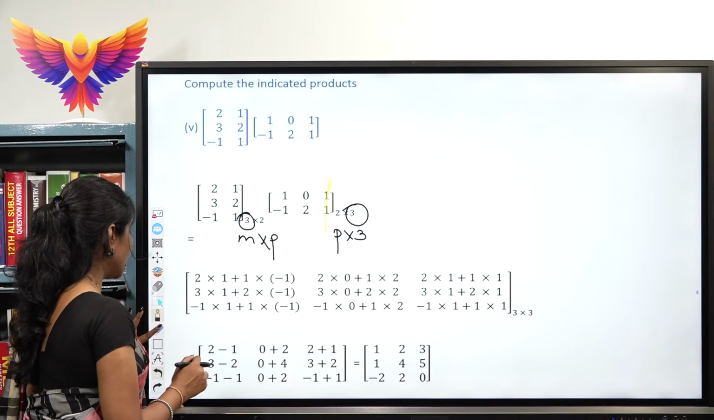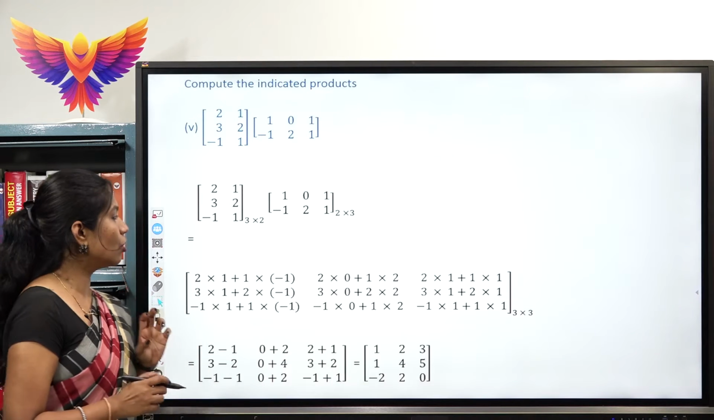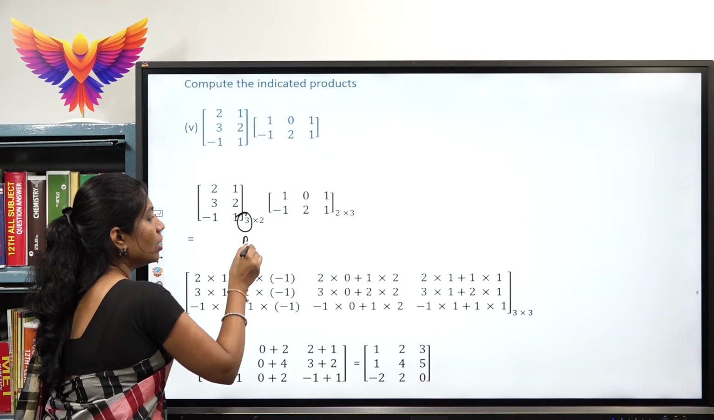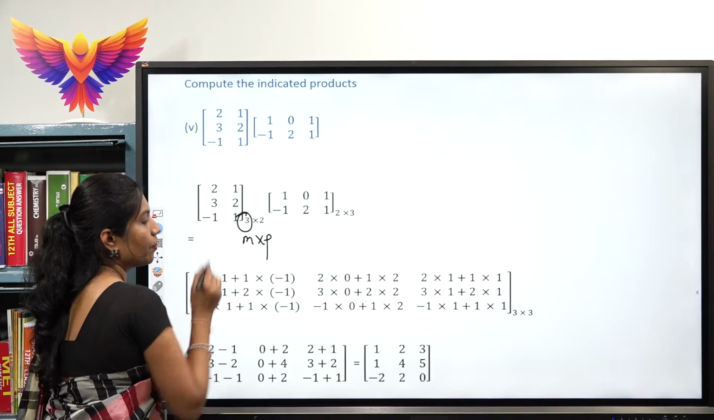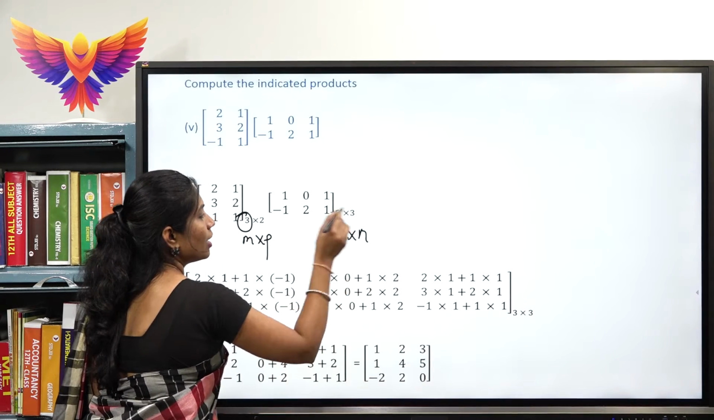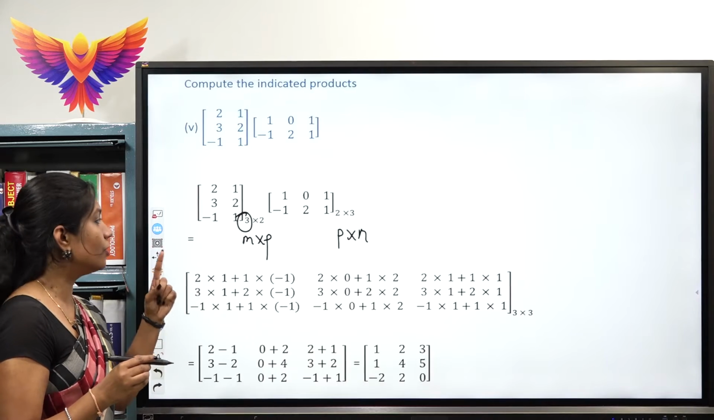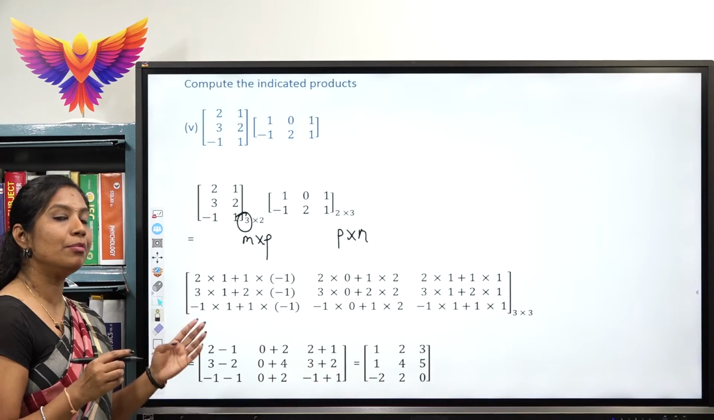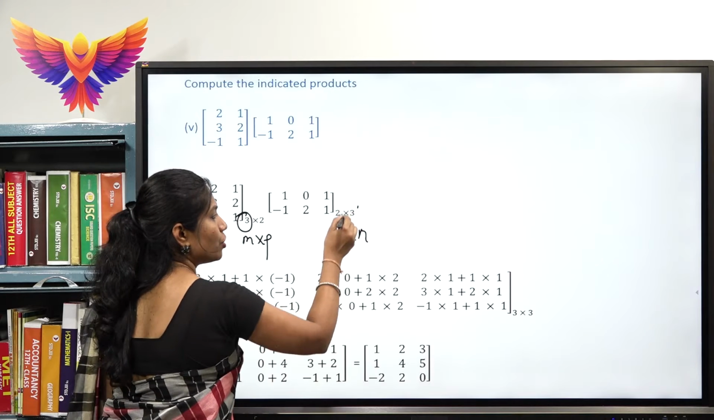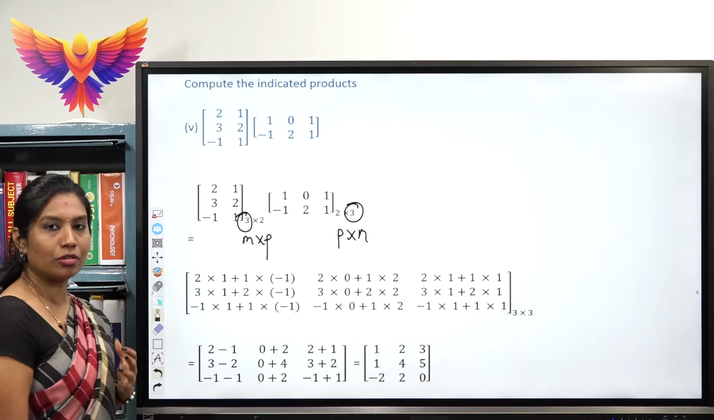So, how do we do that? I should get a 3 cross 3 as the final solution, because we have a matrix of order 3 cross 2, which is M cross P, and this is P cross N. The number of columns in the first matrix is the same as the number of rows in the second matrix. And the final result should be a 3 cross 3 matrix here. So, how do we proceed?